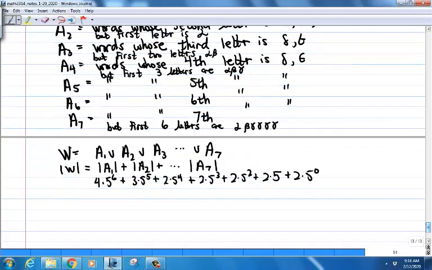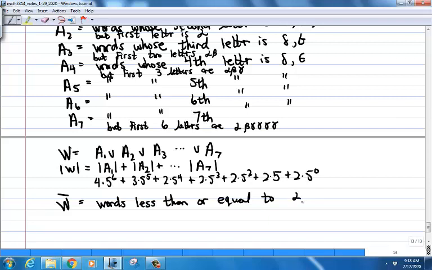So the complement of that, of course, is words what? Less than or equal to, right? Less than or equal to. What was that string again? Alpha, beta, and then a bunch of gammas? Yeah, okay. Less than or equal to that, right? That's the complement. And so we know how to count W, right?